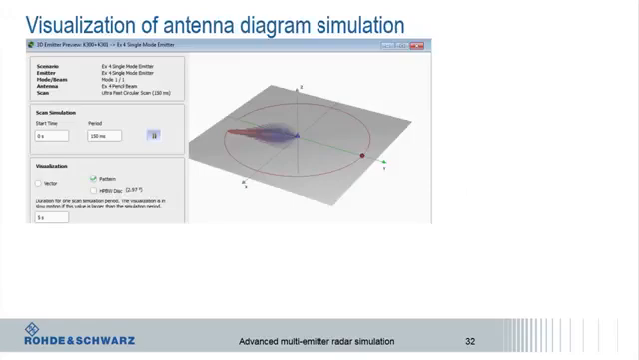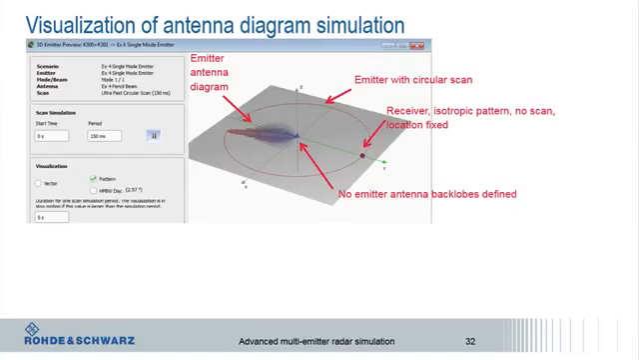So now let's look how it looks like in the software after having defined the antenna diagram and the emitter. In a preview, you have access to what has been defined. You can clearly see the antenna diagram and you see the emitter antenna scan, which has been a circular scan. You see the receiver, which is an isotropic receiver, which has no scan at a fixed location, and the emitter has no back lobe.